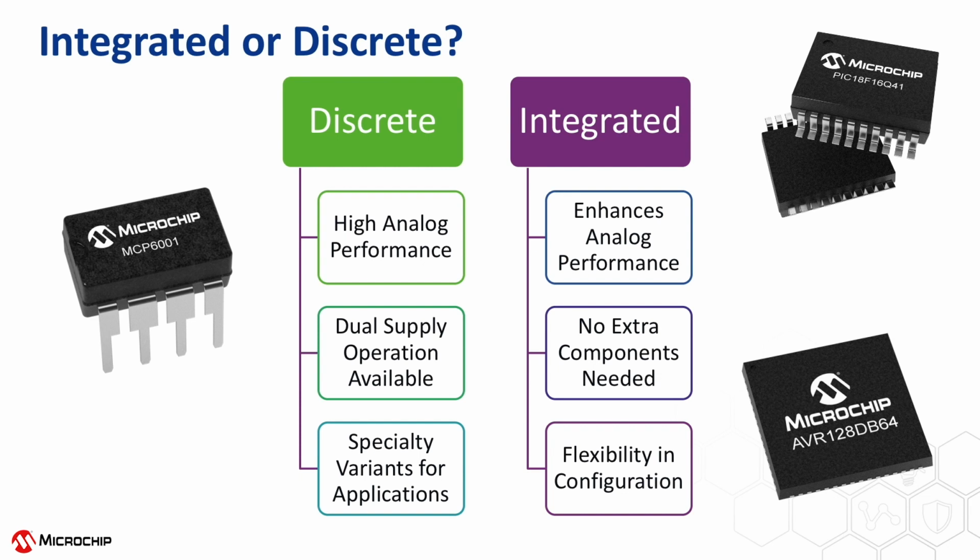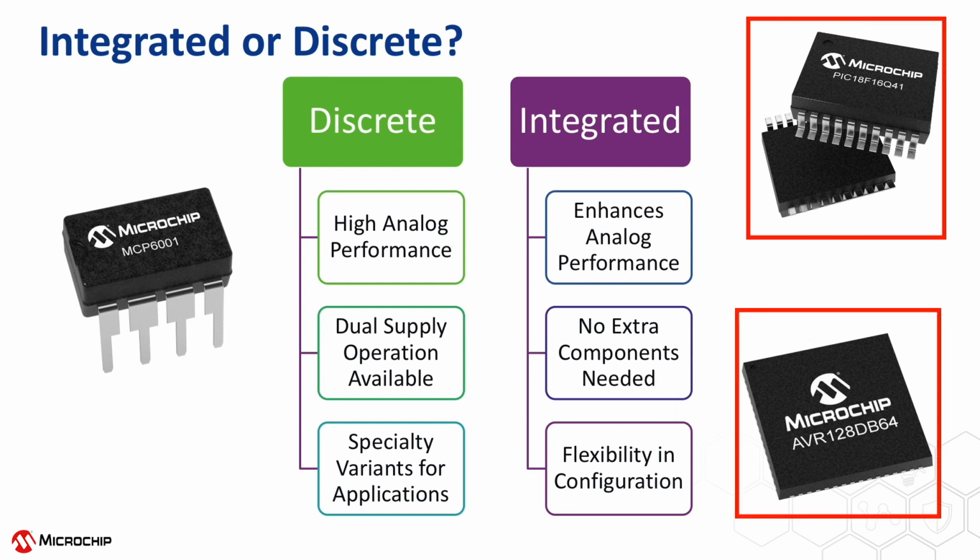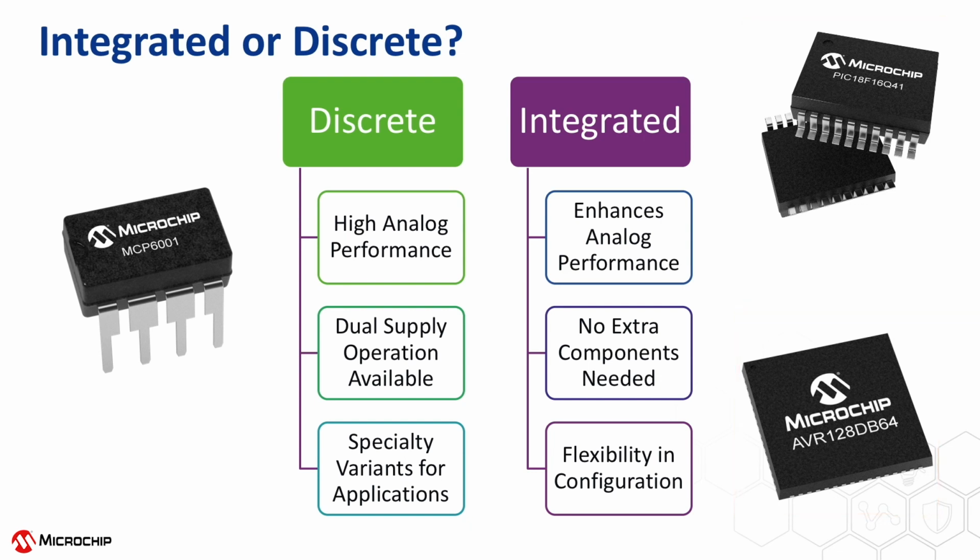In terms of op-amps, there are two different types, discrete and integrated. A discrete op-amp is a dedicated analog integrated circuit, whereas the integrated op-amp is created on the same die as a digital device, in this case a microcontroller. The differences between these two implementations can vary greatly depending on which devices are being compared.